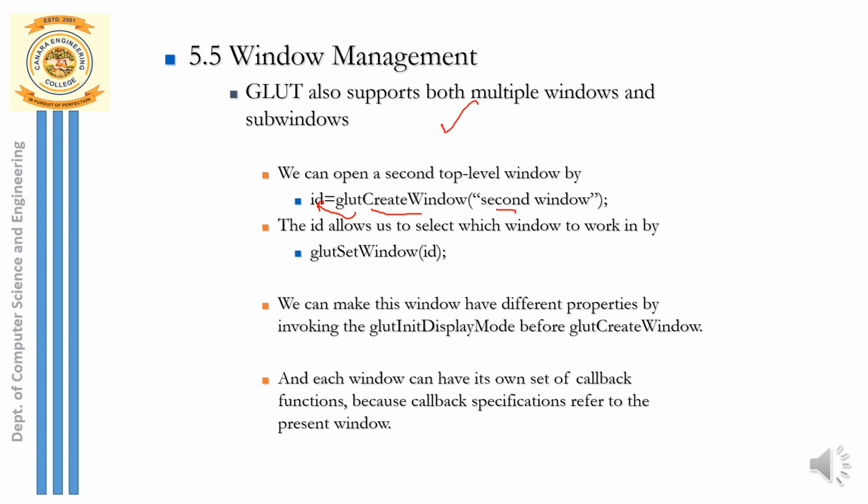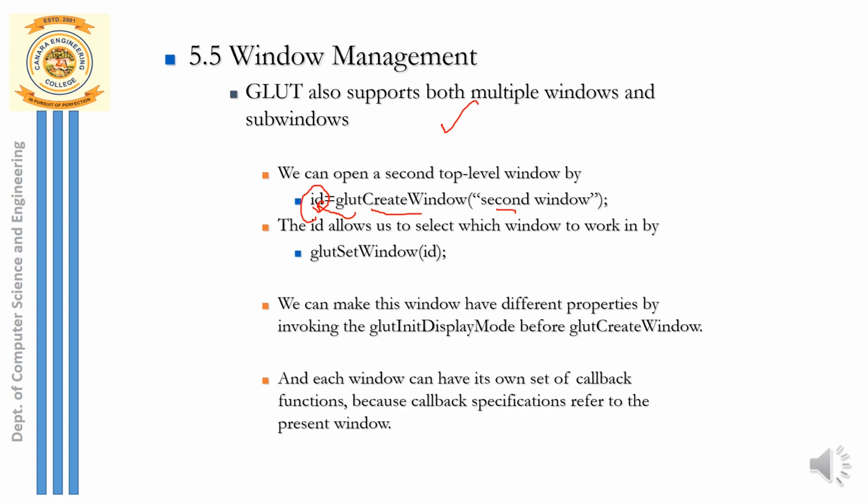So when you call glut create window, an integer value is returned, and you're going to store it here, which I'm going to use later in order to display the graphics. After doing that, what am I doing here? Remember, I have one more create window function just before this, and that create window is for my first window.